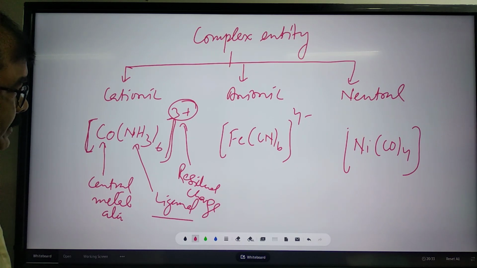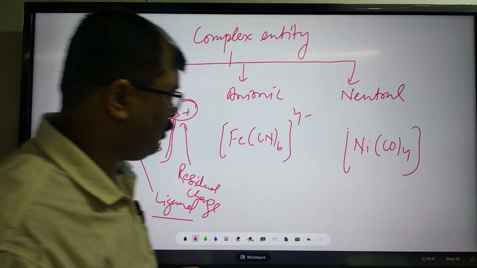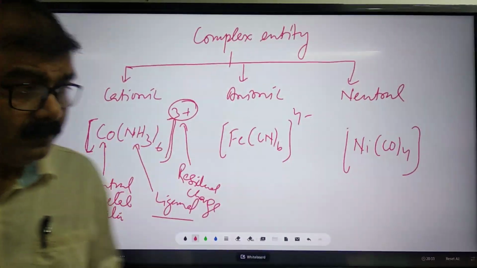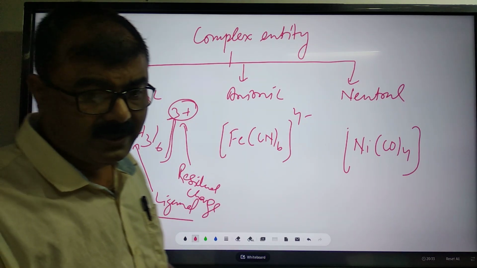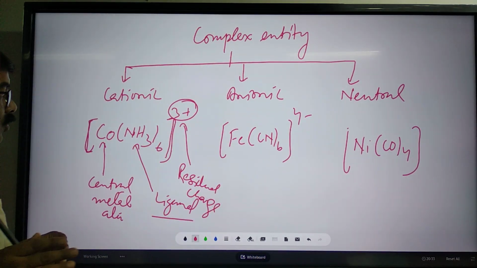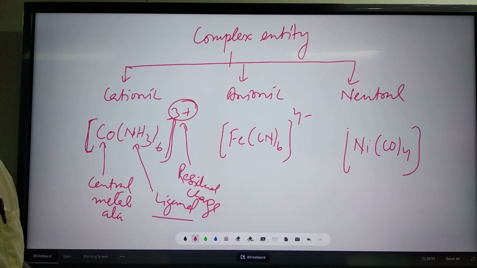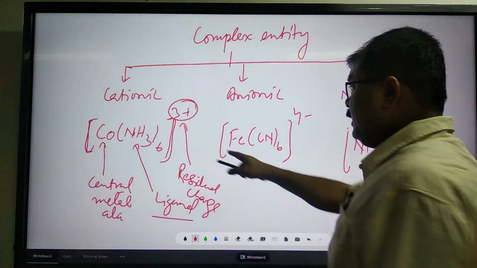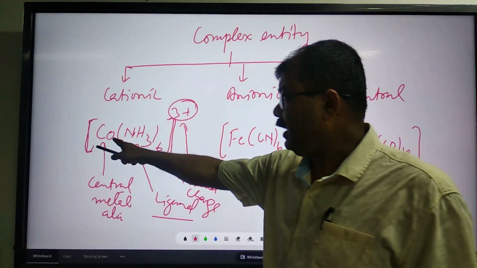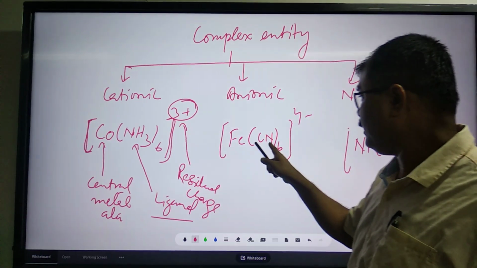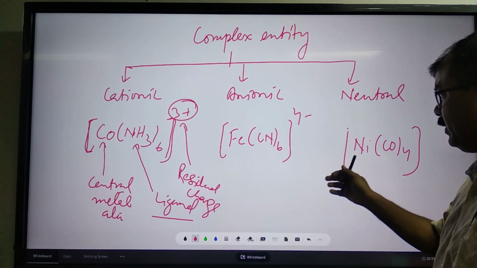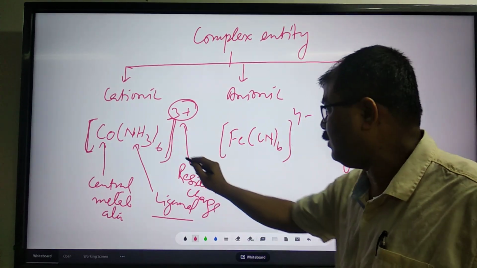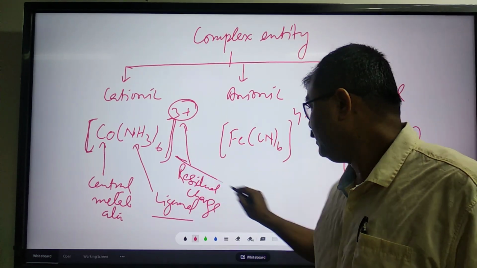Why do you say complex? Why do you say it is a coordination compound? Similarly for anion and neutral. We say it is a coordination compound because of the presence of a coordinate bond or dative bond. In all the cases you can say there is a coordinate bond between the cobalt and ammonia, here between iron and cyanide, and nickel and carbon. I am showing you how to show this.